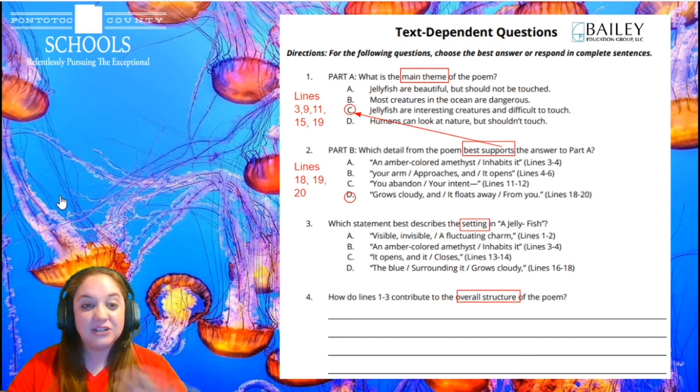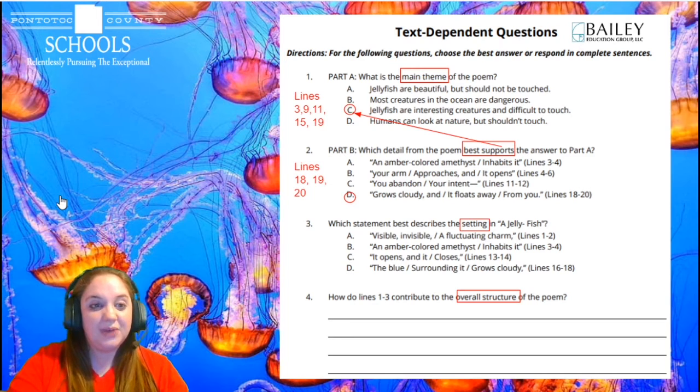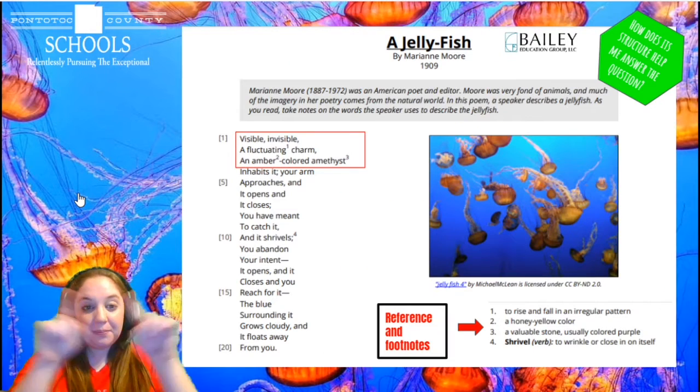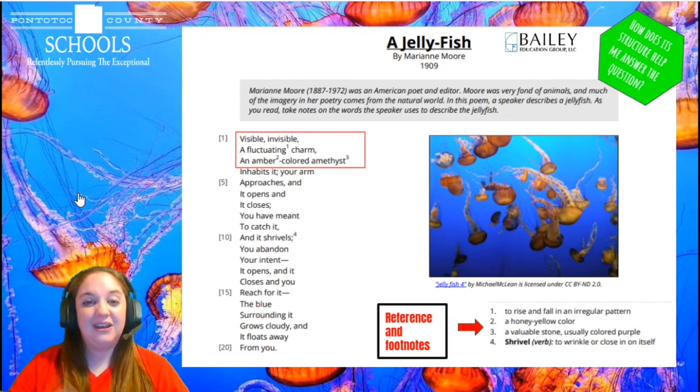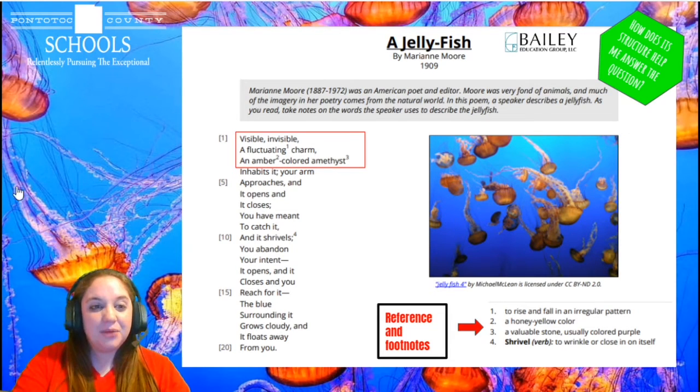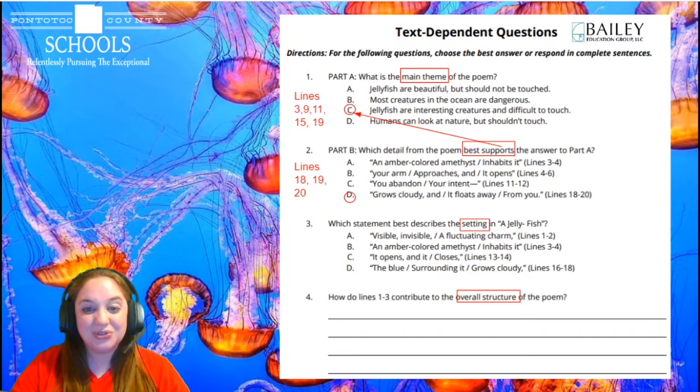Let's take a second to go back and read lines 1, 2, and 3. Put a box around them on your paper. Visible, invisible, a fluctuating charm, an amber-colored amethyst. Take a moment to pause the video and choose your answer.